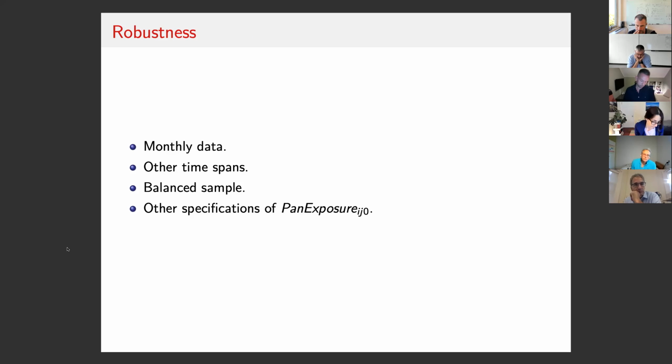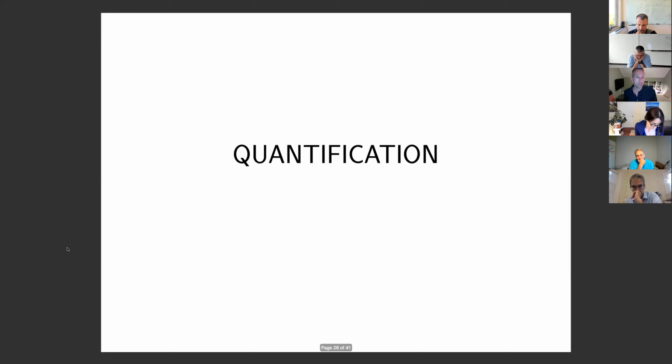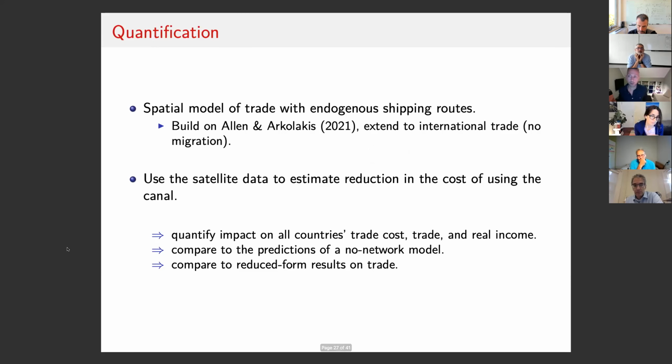We have done a ton of robustness checks here. I don't have that much time, so I'm not going to talk about that. Let me instead move on to the model in my remaining 15 minutes. The model is going to be very simple. I'm not going to be building anything new here. What we're going to do is use the framework by Treb and Costas, where they have an endogenous transportation network, typically in a country, and extend that to a setting of international seaborne trade. So this is going to be a simple trade model, with no migration. Labor is not going to be mobile.